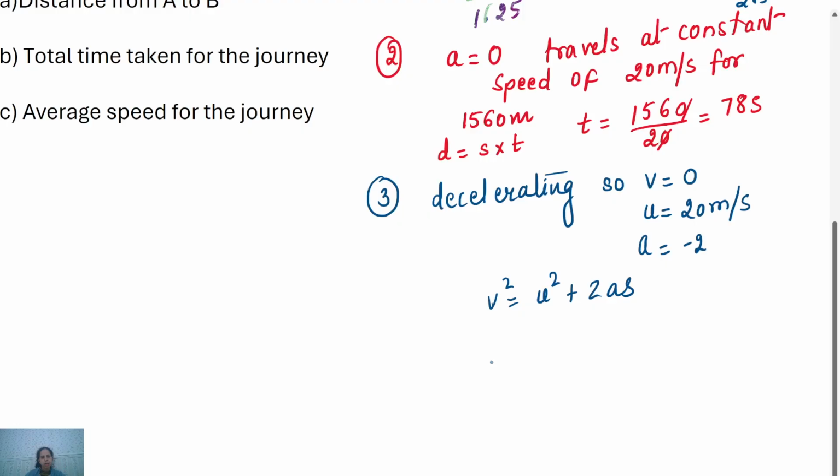So V is 0, stopping finally, moving at 20, 2 times 2 times S. So this is 400, and this is 4S. So S is 100 meters. So it travels a further 100 meters to come to a stop. So this is 100.